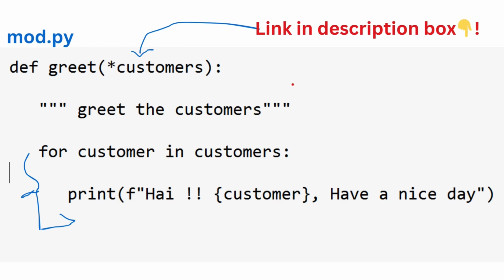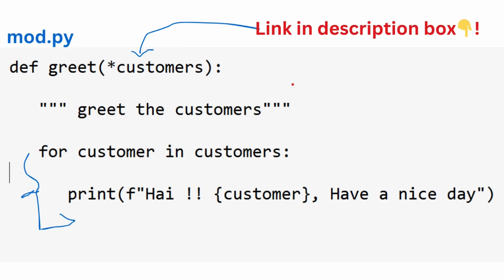So here there is a for loop. It is just going to loop through those customers. And then we are just going to print a message like, hi, the name of the customer, along with a have a great day ahead message. Okay. So now I stored this function in the file named mod.py.